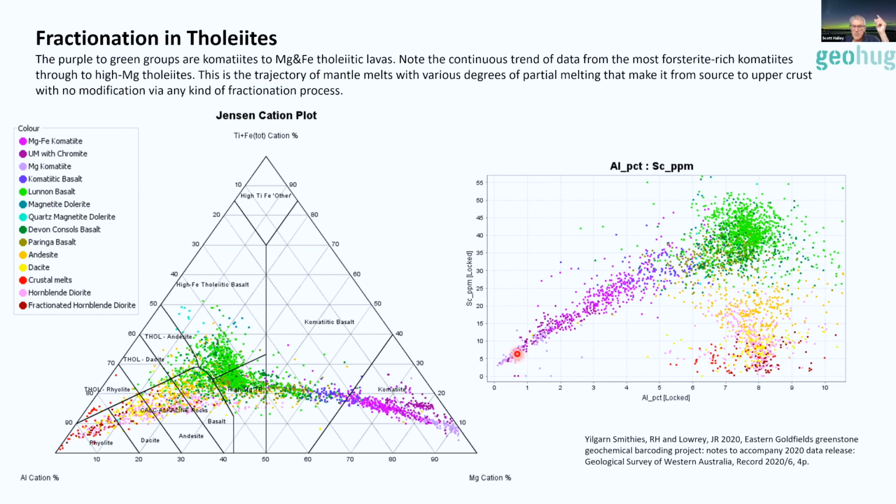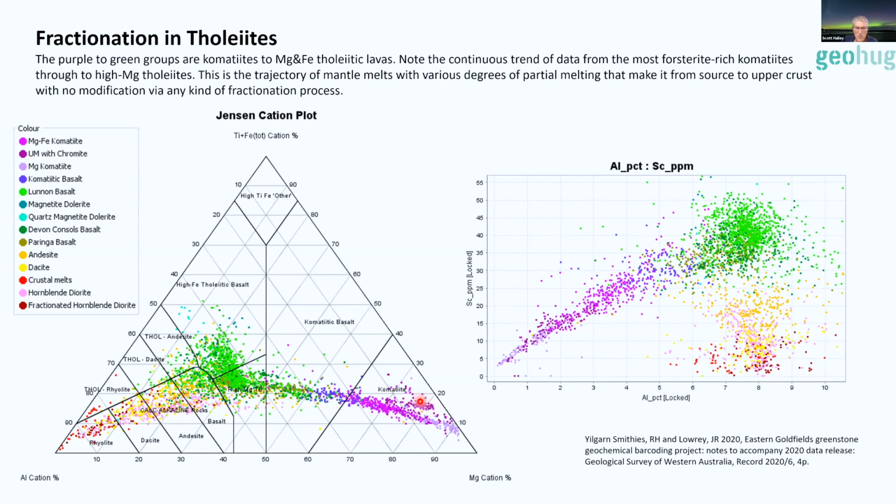Magnesium-rich komatiites will have low aluminium because there's no plagioclase, and they'll have low scandium because there's no pyroxenes. As we go to lower Mg numbers, the amount of plagioclase increases and the amount of pyroxene increases, till we eventually get to normal tholeiitic basalts. Once you get beyond the ultramafics, all of these magmas have roughly the same aluminium content, 6, 7, 8% aluminium, regardless of whether it's plagioclase or alkali feldspars.